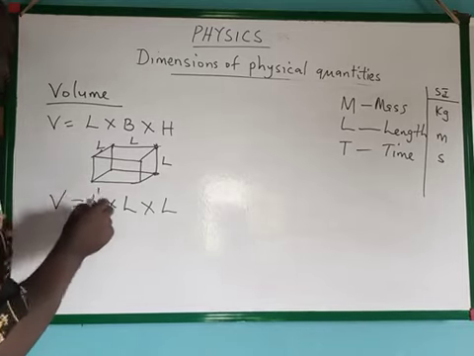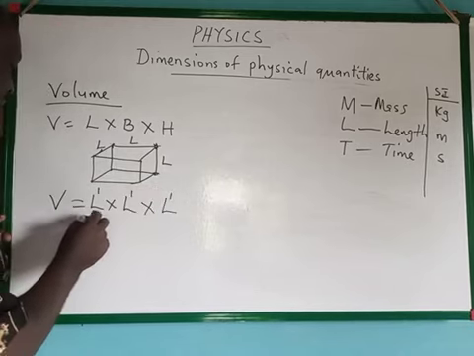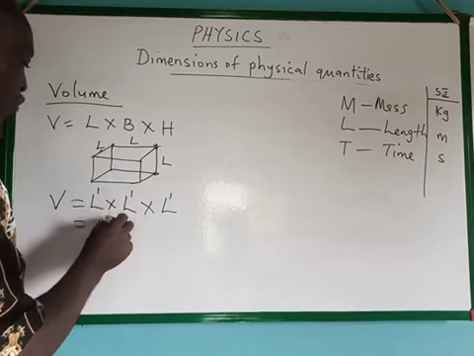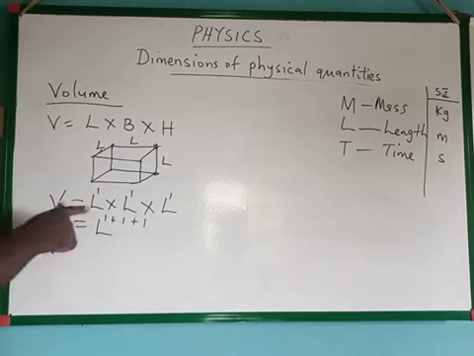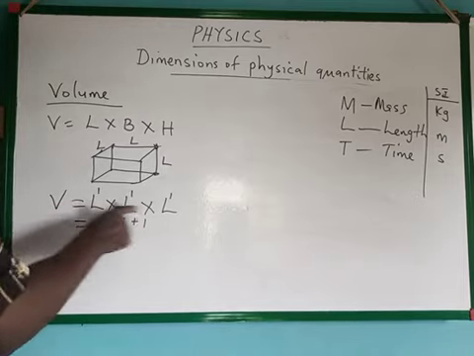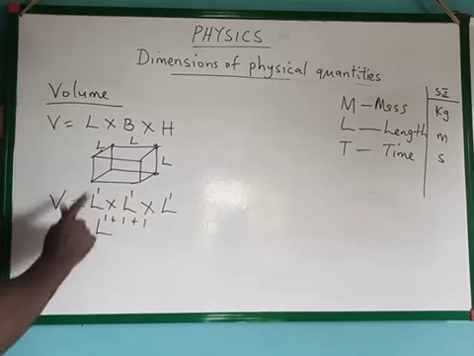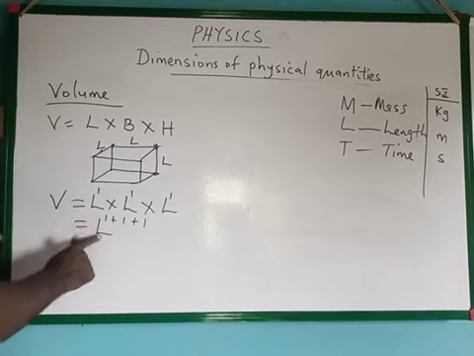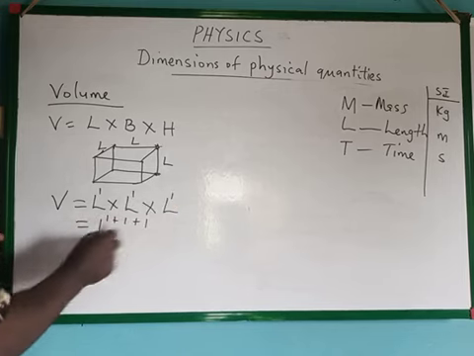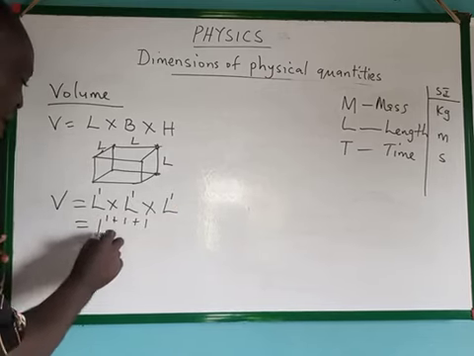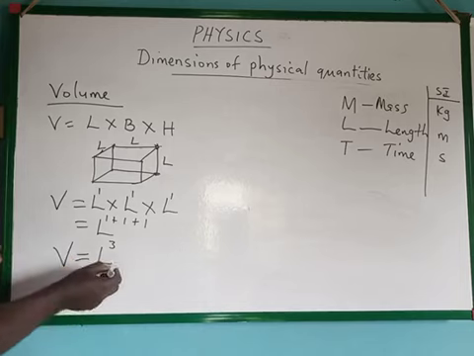This is L raised to power 1, L raised to power 1, another L raised to power 1. So that will give us L raised to power what? 1 plus 1 plus 1. Because this is now law of indices, product law, that if you have the same number or the same variables multiplying themselves, add their powers together, just pick one of the variables. We pick one now to be L, we add the power of this to this to this, and we're having 1 plus 1 plus 1. And that will give us L raised to power 3. That is why you have volume equal to this dimensioning.